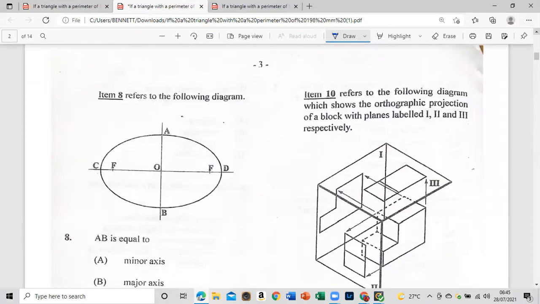Item 10, refer to the diagram which shows the orthographic projection of a block. Which planes are labeled 1, 2, and 3 respectively?